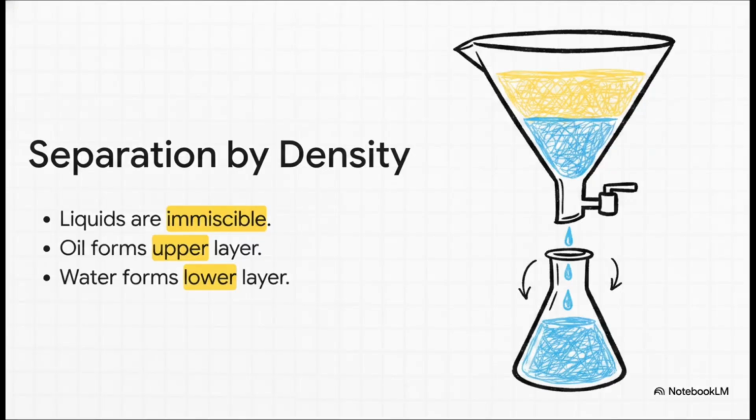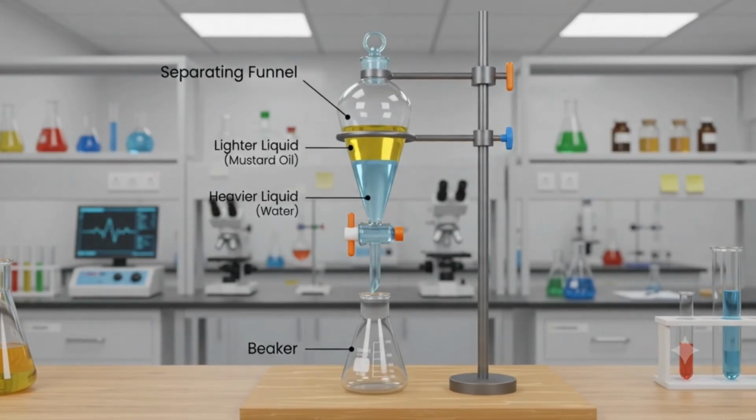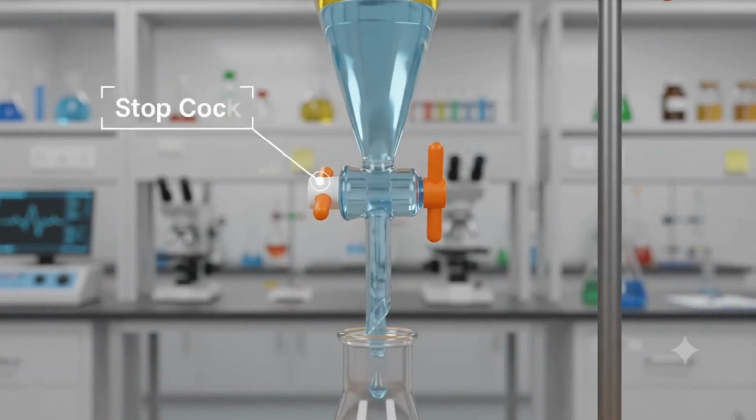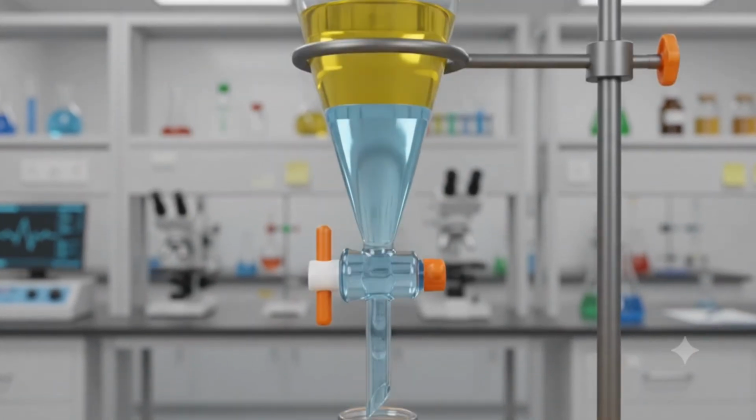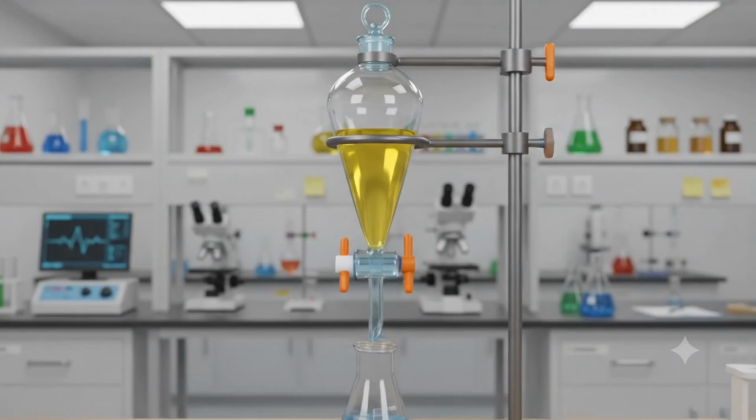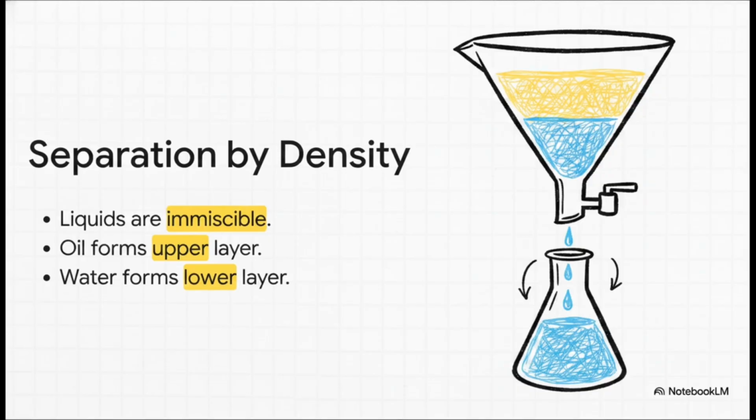The physical mechanics at play here are beautifully simple, and they rely entirely on density. Because the liquids are immiscible, they're never going to form a solution. The mustard oil is physically lighter, meaning it has a lower density, so it floats and forms the upper layer. The water is denser, so it naturally sinks to become the lower layer.